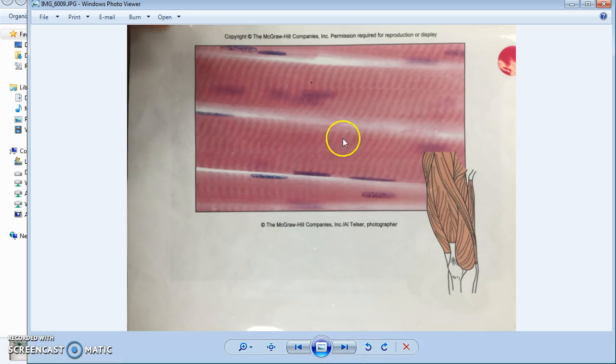Here we have these long strands that are striated. We have alternating red and yellow. We have the cell nuclei here, the multiple nuclei, and then the picture here is showing you the front of the thighs. This is the quadricep muscles. And this is the skeletal muscle.